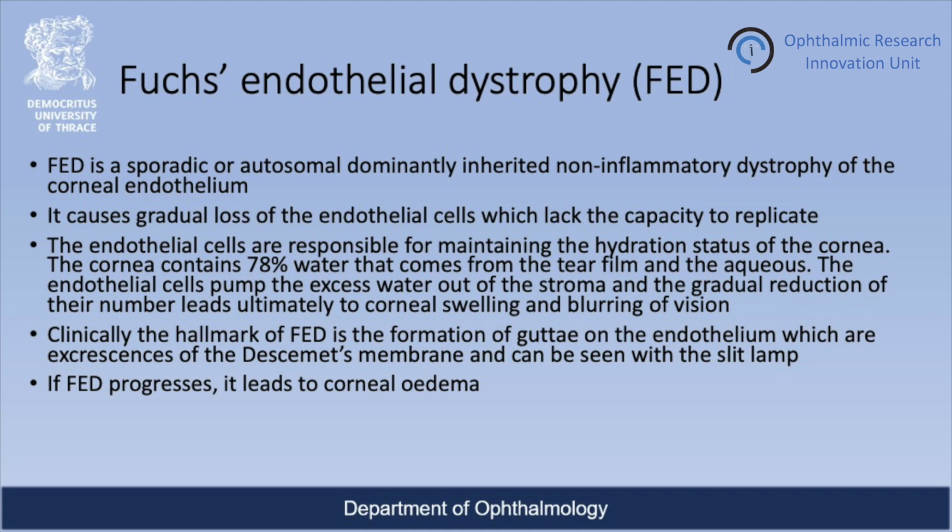Clinically, the hallmark of Fuchs' endothelial dystrophy is the formation of guttae on the endothelium, which are excrescences of the Descemet's membrane and can be seen with the slit lamp. Indeed, if Fuchs' endothelial dystrophy progresses, it leads to corneal edema.